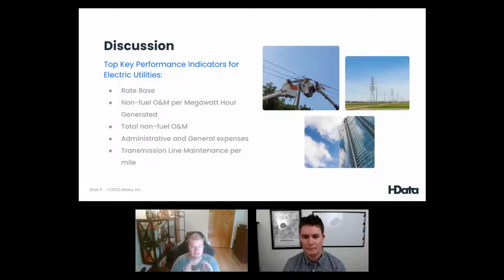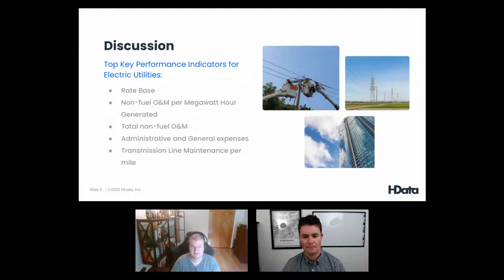One caveat I will make is that when we're talking about rate base and non-fuel O&M and A&G, a lot of these same ideas don't just apply to the electric industry, they apply to the gas and oil industry as well, maybe with a few slight tweaks. A good example is that non-fuel O&M is very electric specific, but in gas and oil, it may just be regular O&M. I'll dive into that a little at the end. But when we're looking at top KPIs, they go into a few different areas.